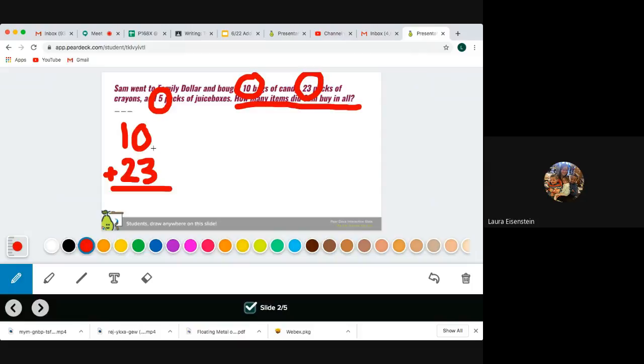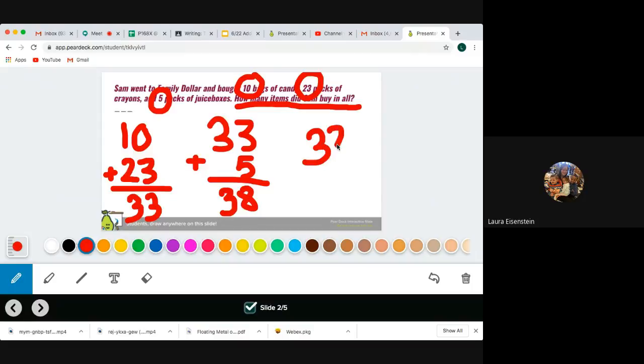So 0 plus 3 is 3, and 1 plus 2 is 3. So I have 33, but I'm not done yet because I only added up the first 2, and I still have one more number to add, the number 5. So I'm going to take my 33, which I got from adding up the first 2 numbers, and add my third number, 5. So now I have 3 plus 5 is 8, and 3 plus nothing is 3. So my answer is 38. He bought 38 items in all.